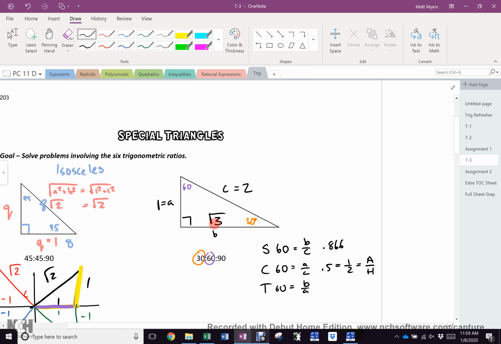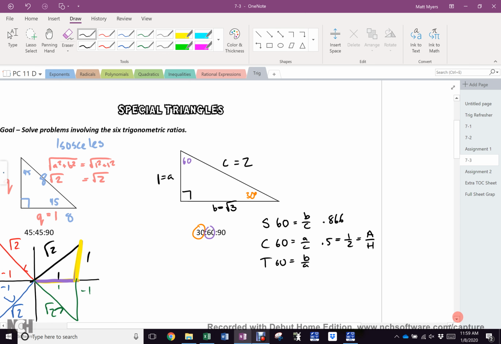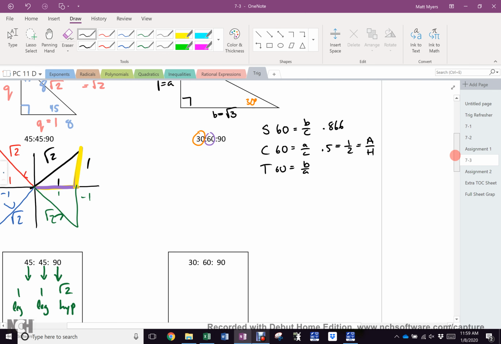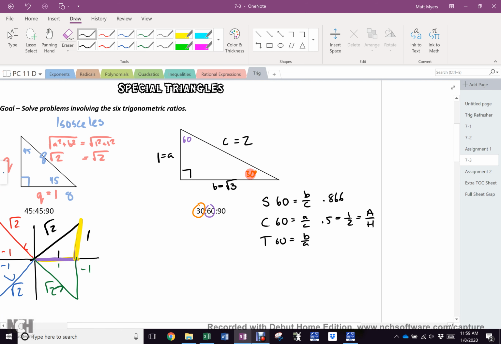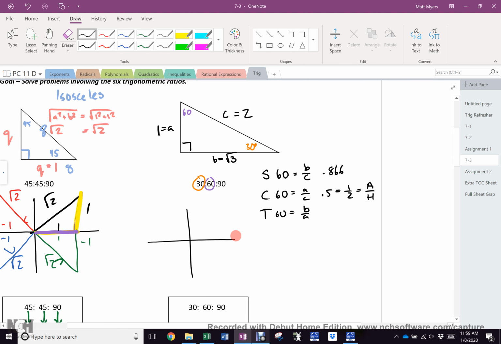Now, of course, now you can make some more assumptions, right? 30 is the smallest angle, yes? So what's it across from? The smallest side. 60 is the middle-sized angle. What's it across from? The middle-sized side, because the square root of 3 is 1.73 blah, yes? Biggest angle, 90, is across from 2. Everyone agree? So that gives us this.